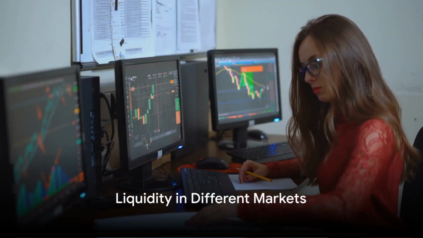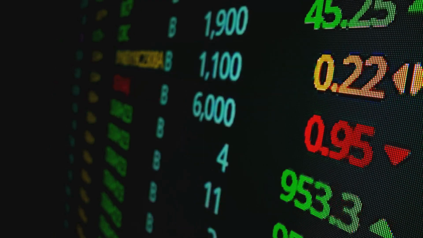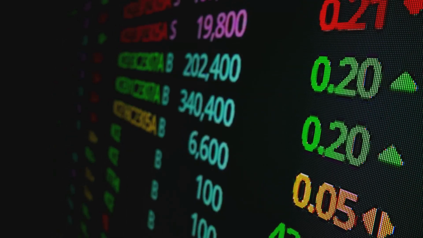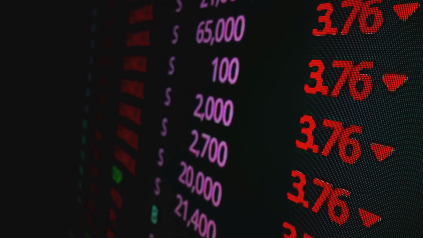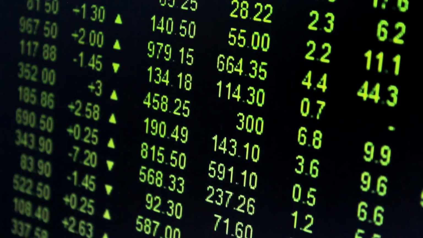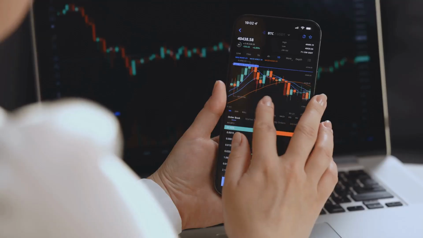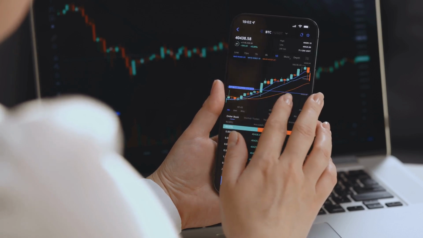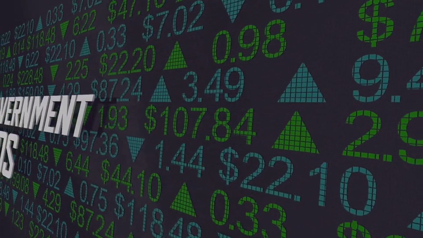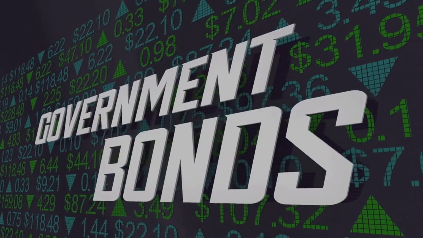Liquidity isn't uniform. It varies dramatically across different markets. Let's take a journey through some of these markets and examine their individual liquidity characteristics. First, let's consider the stock market. It's often seen as a highly liquid market, especially when talking about large-cap stocks. These are traded in high volumes, making buying and selling a relatively smooth process. However, smaller-cap stocks may not enjoy the same level of liquidity and can be more susceptible to price fluctuations.